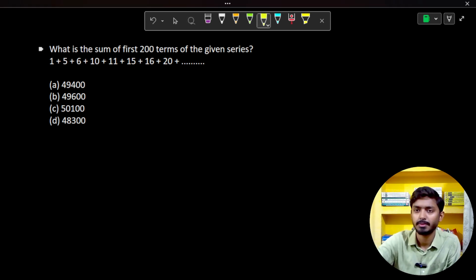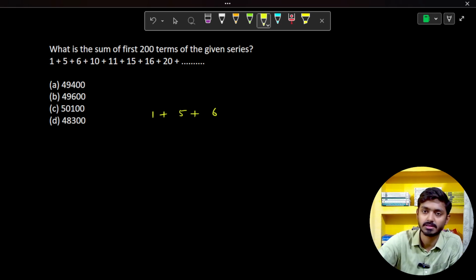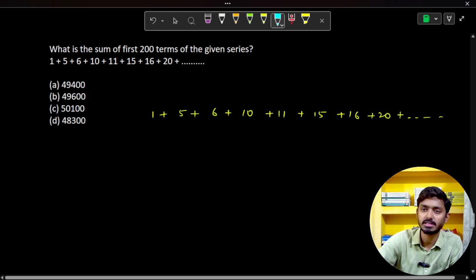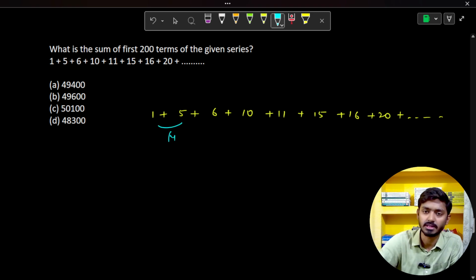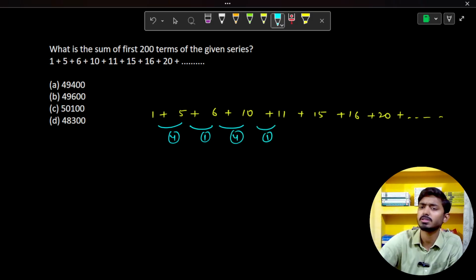Let me write the question first of all. 1 plus 5 plus 6, 10, 11, 15, 16, 20, and so on. Now, I can very clearly see that this is not an AP. There is a difference of 4, difference of 1, 4, 1. Does not look like an AP.